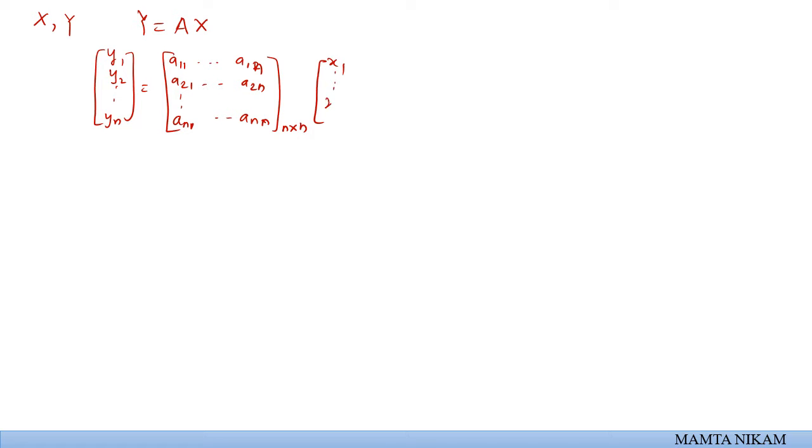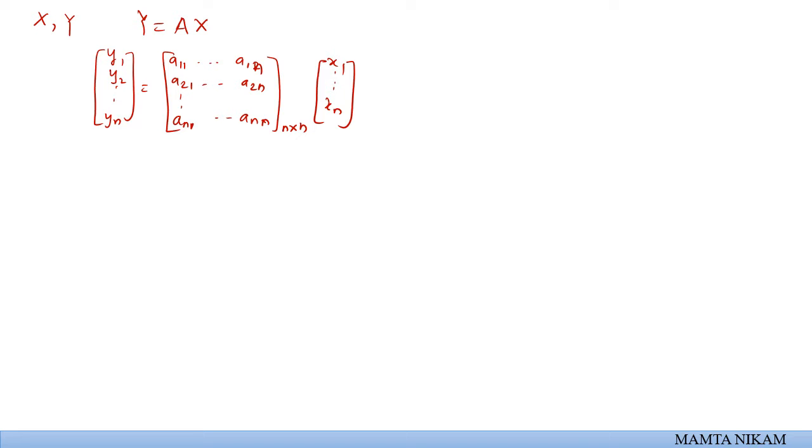That is, suppose y is a vector y1, y2, up to yn, equal to a matrix a11, up to a1n, a21, up to a2n, and so on, an1 up to ann, which is an n cross n square matrix, times x1 up to xn. If a matrix A transforms a matrix X to matrix Y, this transformation is a linear transformation.